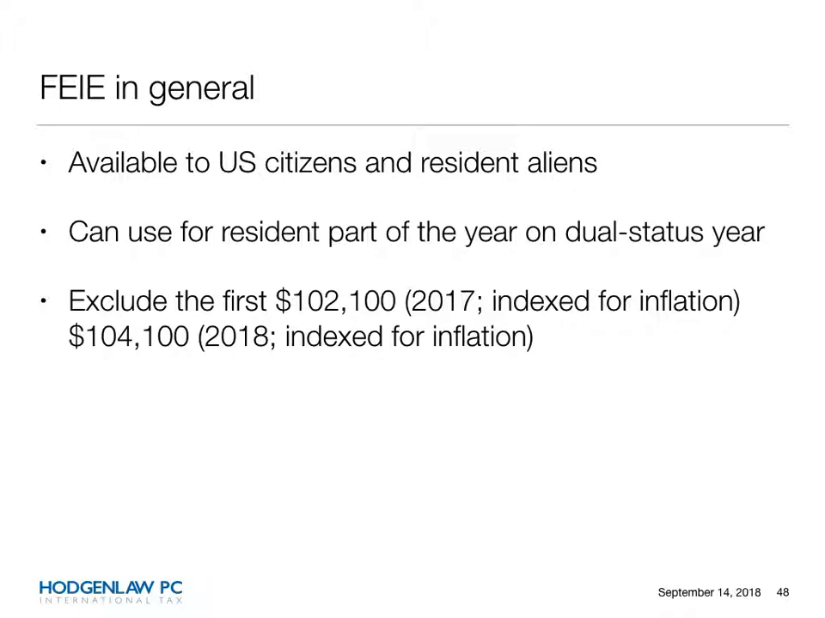So for 2017, it's $102,100 that you can exclude, and for 2018, you can exclude up to $104,100 of foreign earned income, usually wages, salaries, stuff like that.